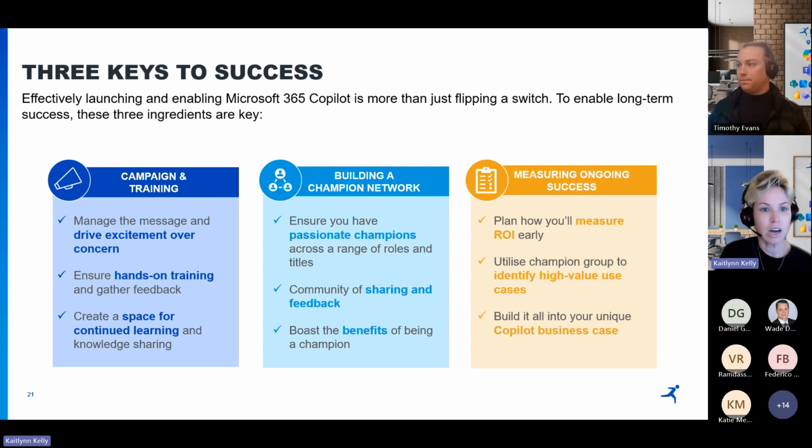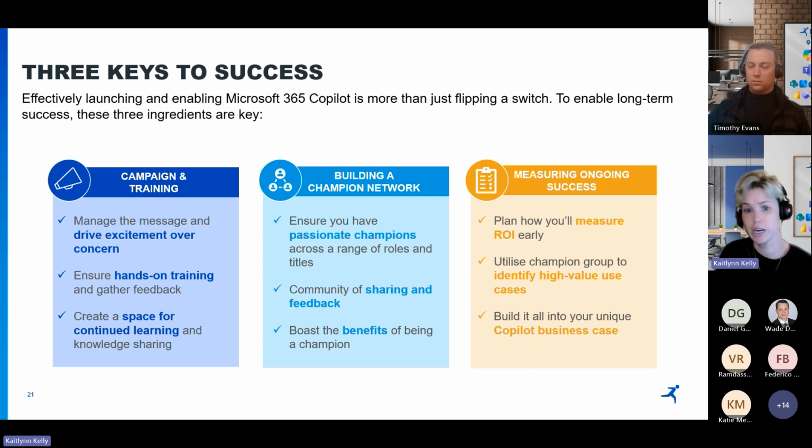So focusing on these pillars, we've got campaigns and training, right? So managing the message, setting expectations of the tool, creating training, and enabling really sort of this self-service space, right, for learning. We want people to attend trainings, but then continue to use it beyond those hour-long sessions.